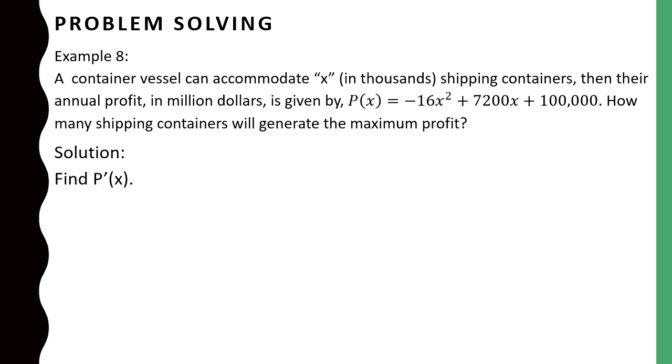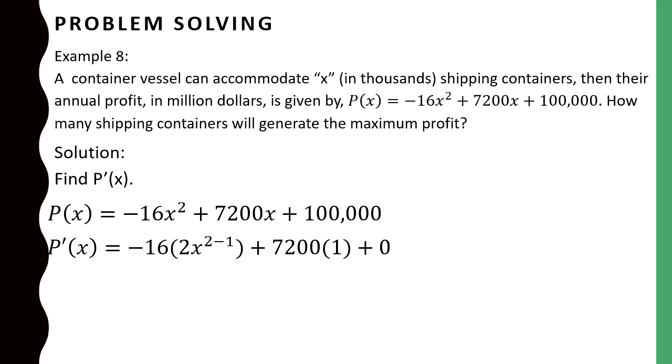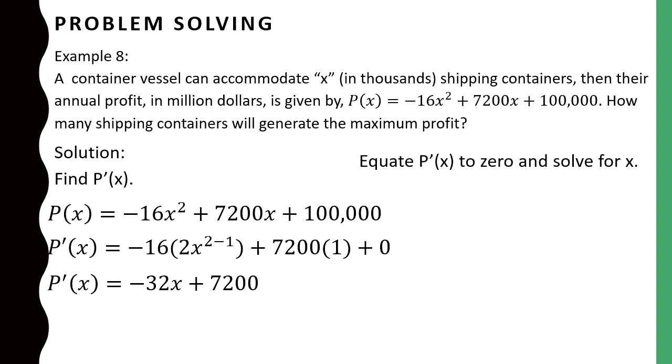Again, we start with finding the derivative of the function P of x equals negative 16x squared plus 7,200x plus 100,000. Derivative will be negative 16 times 2x raised to 2 minus 1 plus 7,200 times 1 plus 0. To simplify, we get P prime of x equals negative 32x plus 7,200. Then, we equate our P prime of x to 0 to solve for x. So we have negative 32x plus 7,200 equals 0.